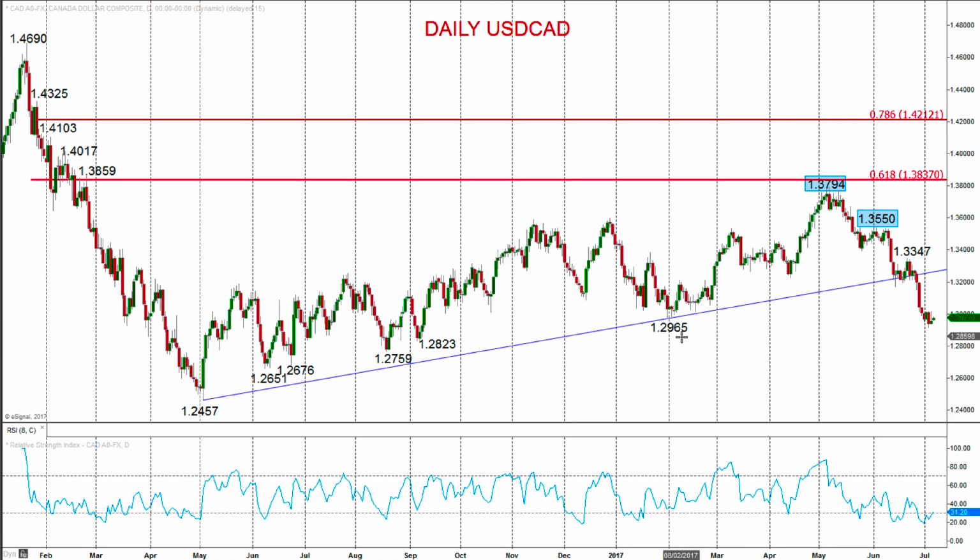Importantly, we took out the low for the year, 129.65, and that leaves threat in here lower for these lower targets, with 128 and 127, even 126 big figures in here down into July.